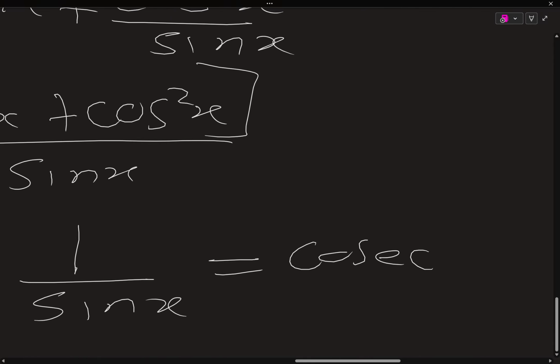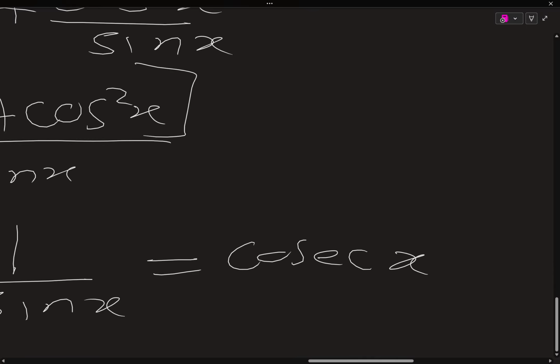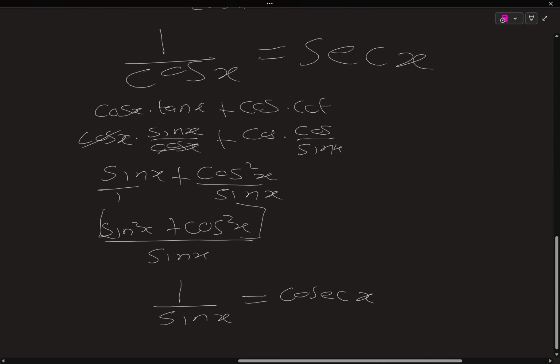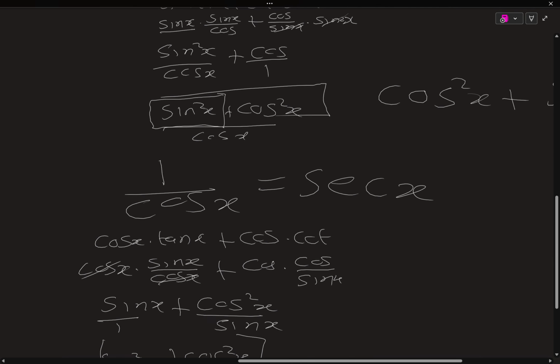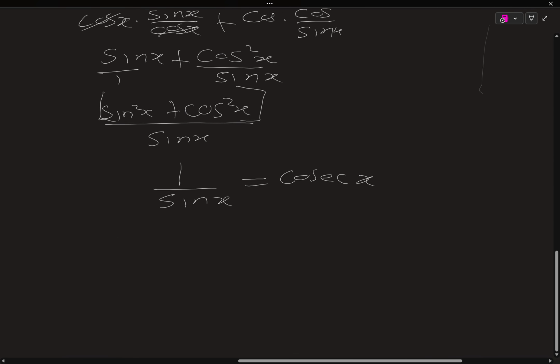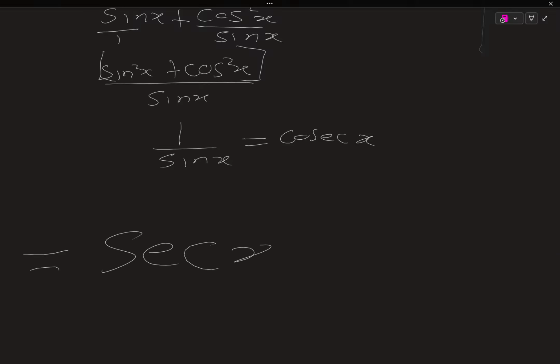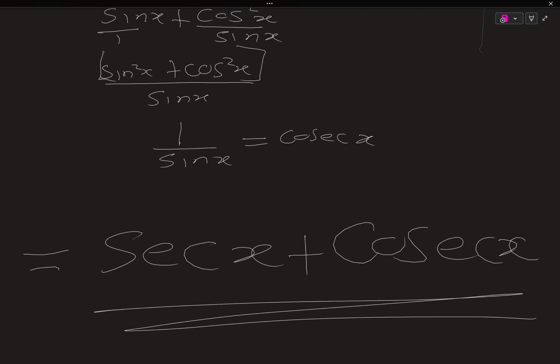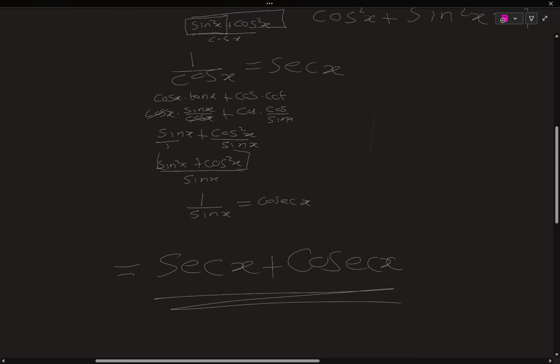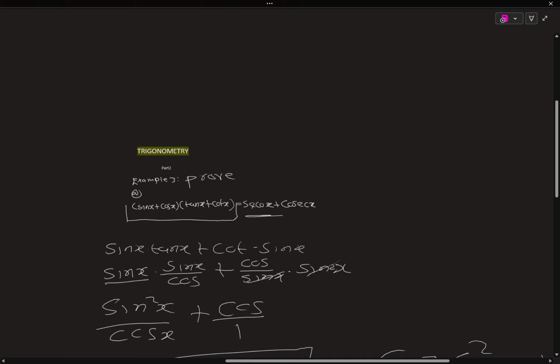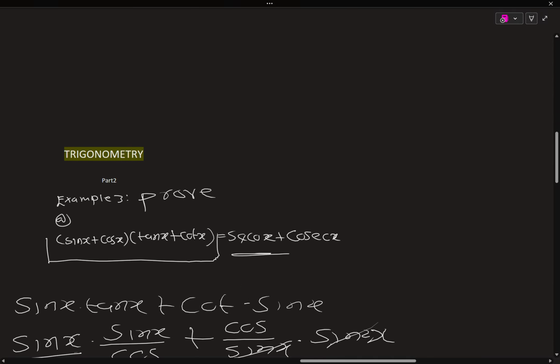So we can just add the two together to form our equation: the first answer we found and the second answer we found. So our final answer will simply be sec x plus cosec x. We have proved, in a very simple way, that this is equal to that.